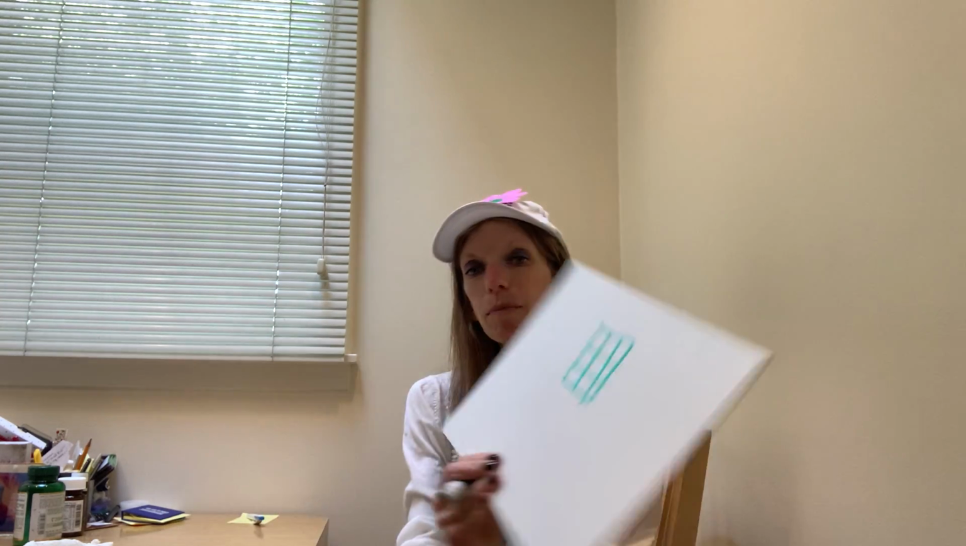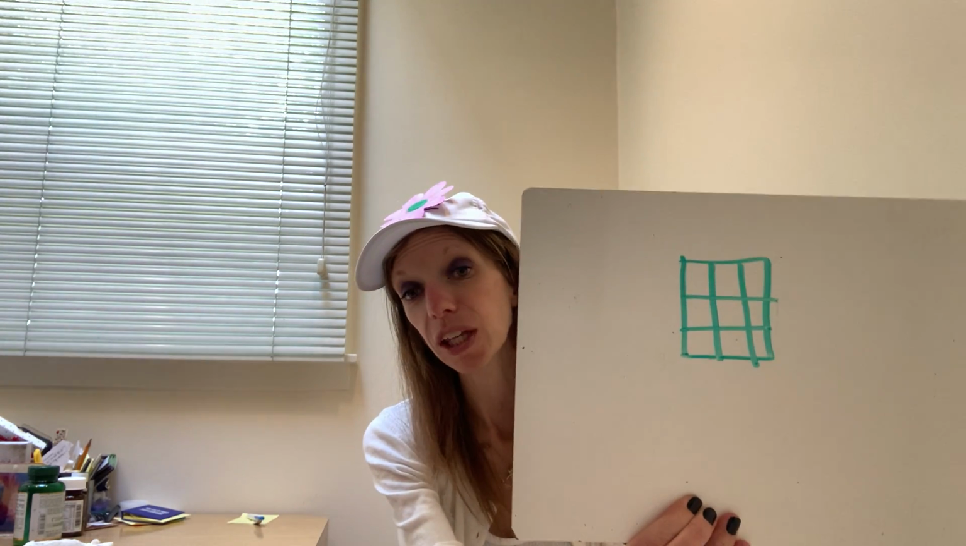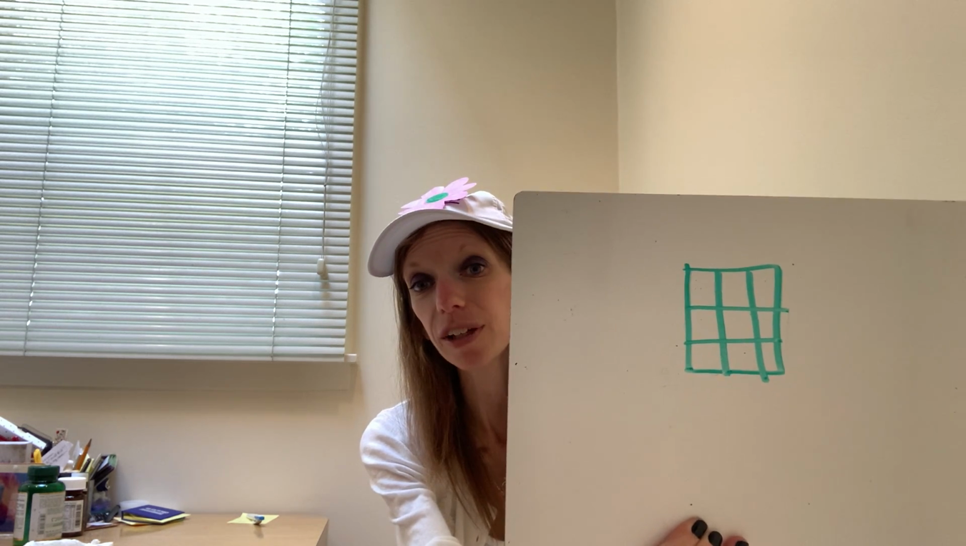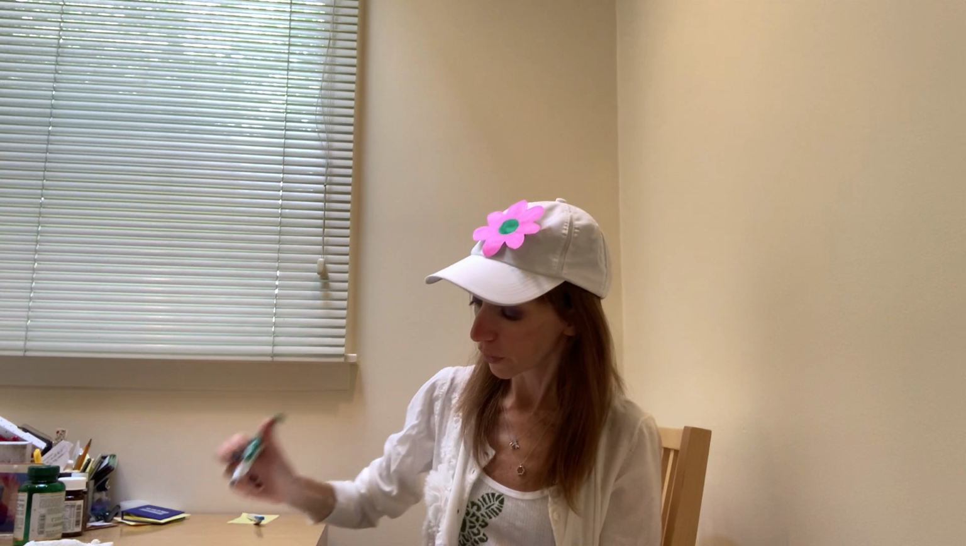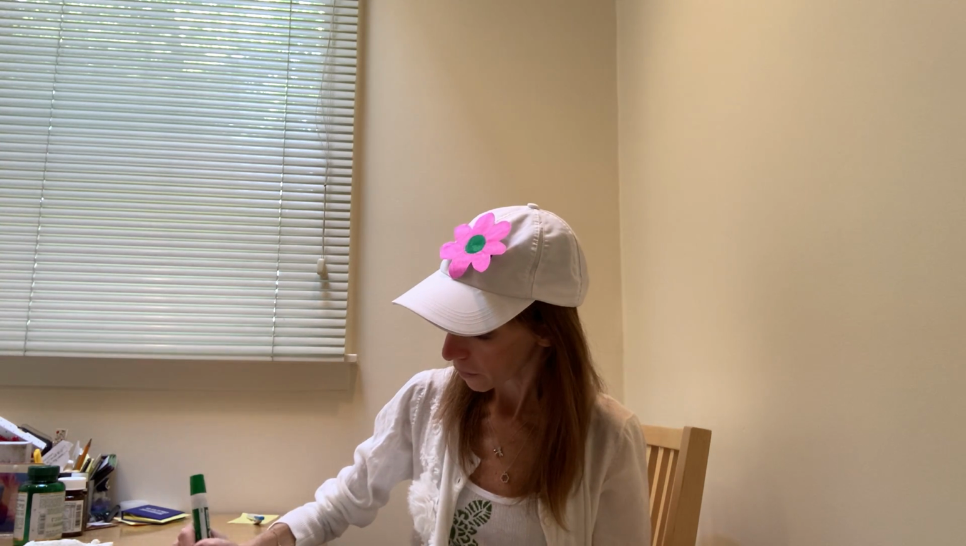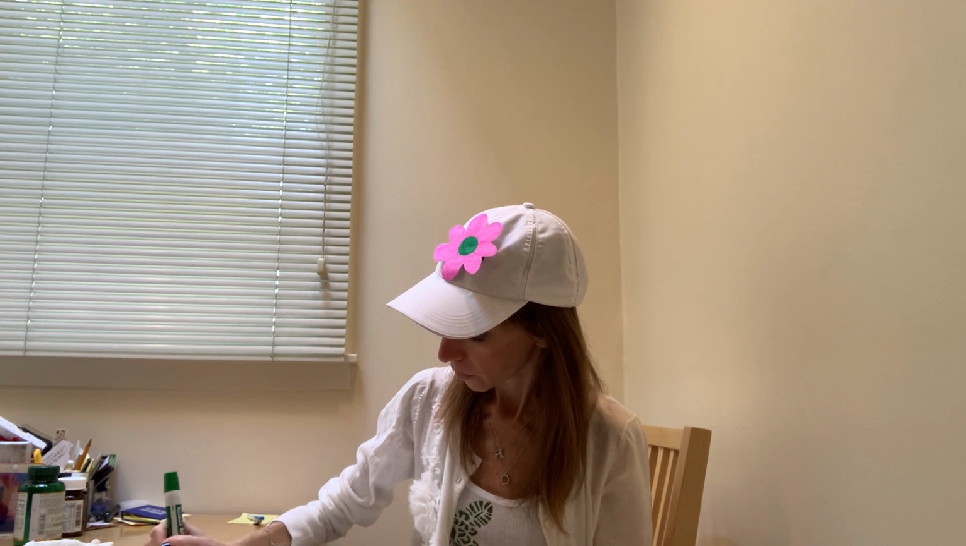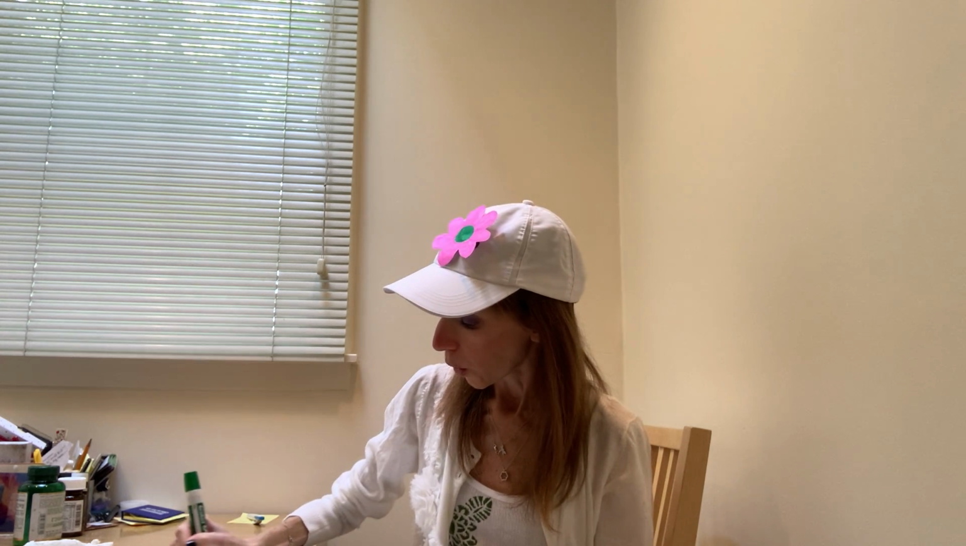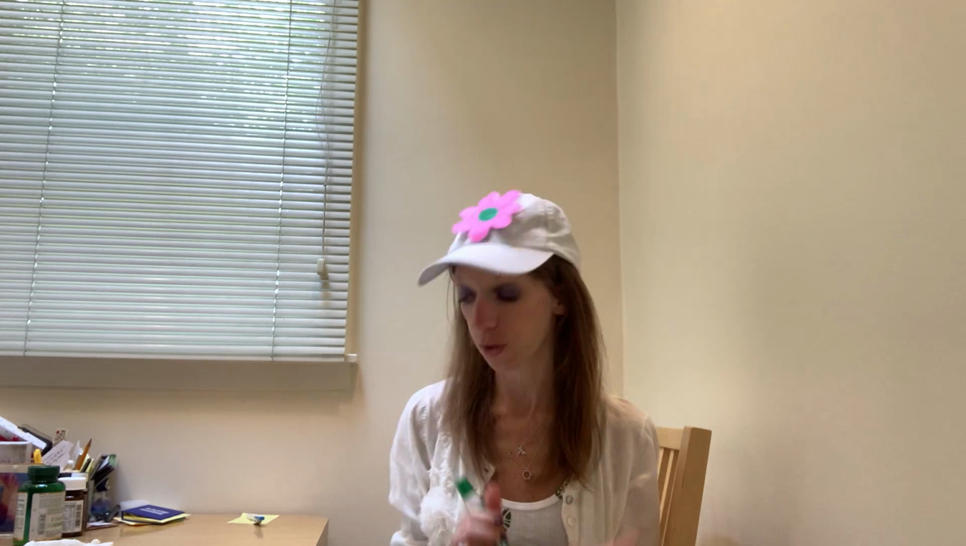Now, when we measure perimeter, we measure everything in units. If you remember, area was square units. Perimeter is just units. So I'm going to write that up here. So perimeter equals units. Unless, of course, they tell you inches, feet, yards, centimeters, then you would use those labels. But for right now, we're going to focus on units. And it's not square units anymore, it's just units.